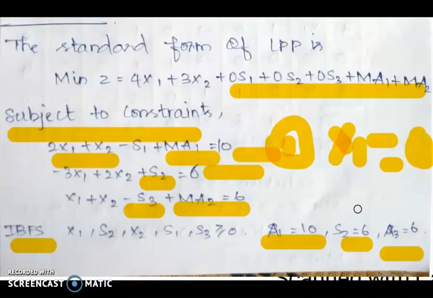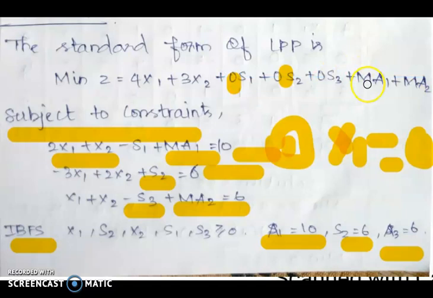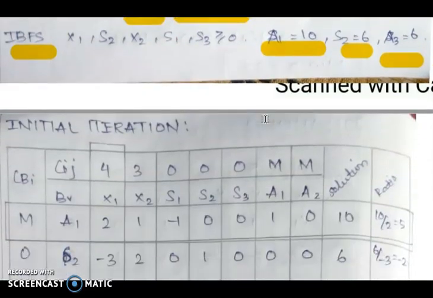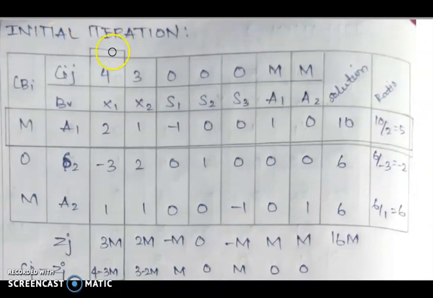The Big M method iteration is a simplex table formed with the artificial variables, and here we also have the new surplus variables. In the objective function we also add 0 s1, 0 s2, 0 s3, and the two artificial variables are introduced, M a1 and M a2. This is the simplex table, and we have to form the initial iteration.